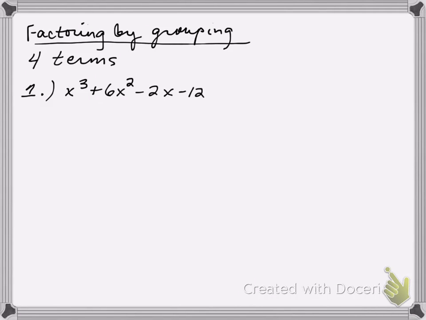We're talking about factoring by grouping now, and a couple of things that you'll notice here. Again, factoring by grouping. I wrote the phrase four terms here, and the reason I wrote that is because that is when you use factoring by grouping. So anytime you see four terms in a polynomial and you are asked to factor, the method that you are going to use is called factoring by grouping.